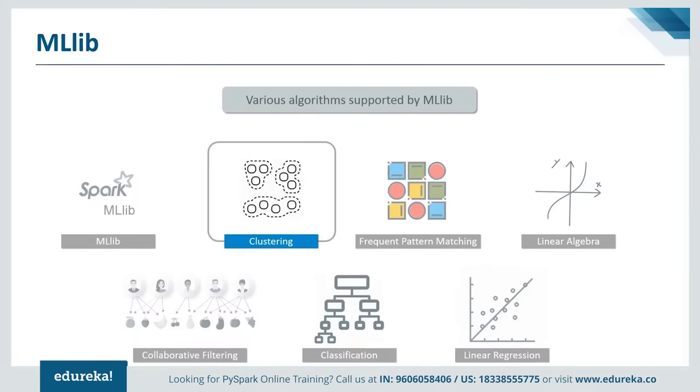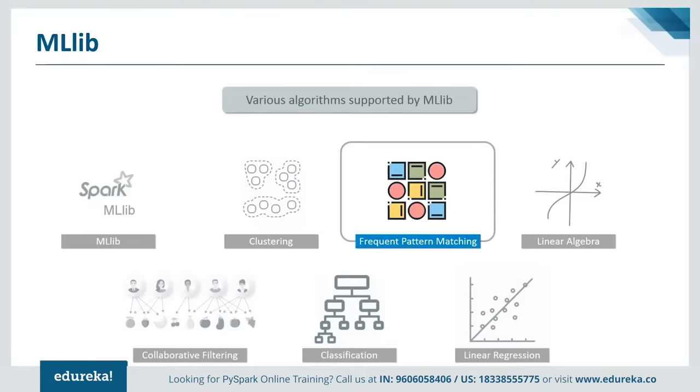Next, we have mllib.clustering. An unsupervised learning problem is clustering. Here we try to group subsets of entities with one another on the basis of some notion of similarity. Next, we have frequent pattern matching, which is the FPM. Frequent pattern matching is mining frequent items, itemsets, subsequences, or other substructures that are usually among the first steps to analyze a large-scale data set. This has been an active research topic in data mining for years.